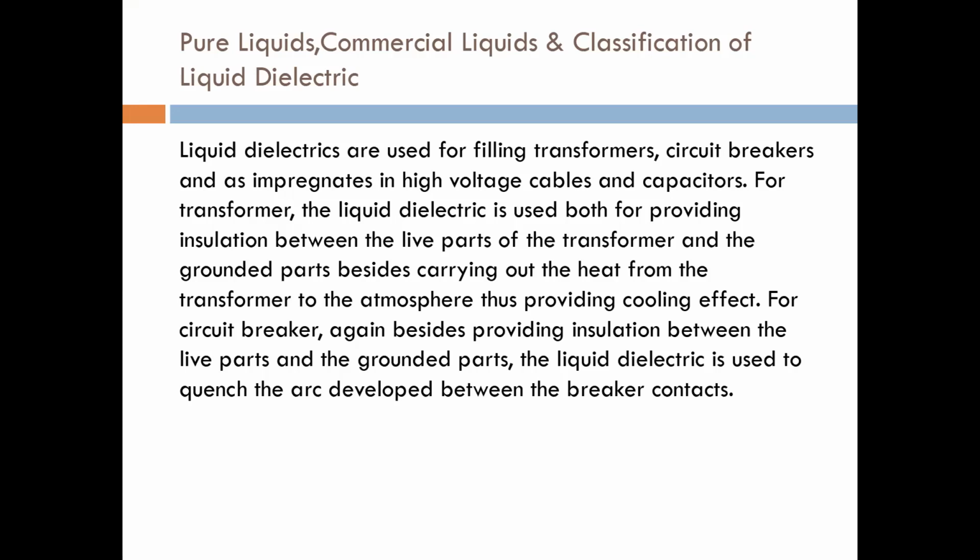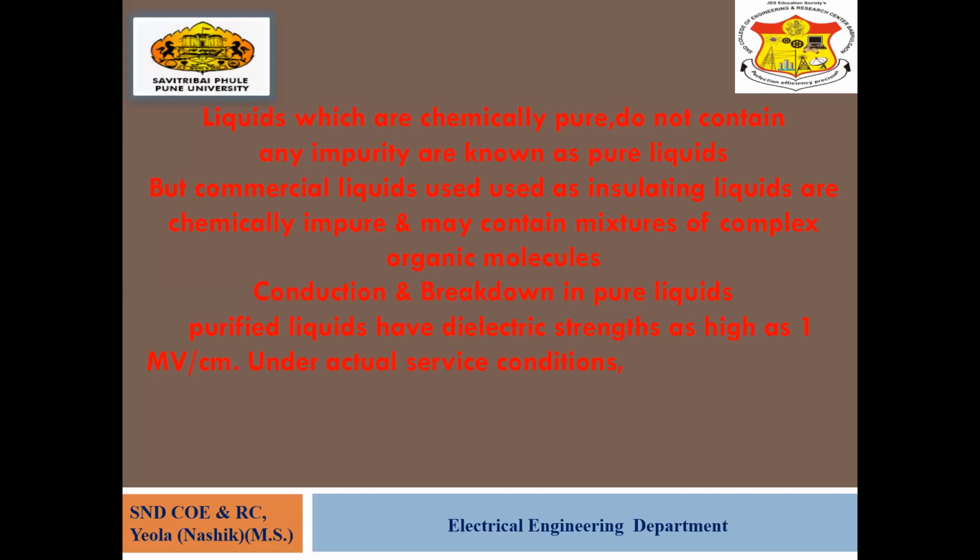We have studied this in high voltage engineering, where we studied circuit breakers. In the circuit breaker, the main function is arc quenching, so we need an arc quenching medium. This liquid, the transformer oil, is also used in the circuit breaker for arc quenching purposes.